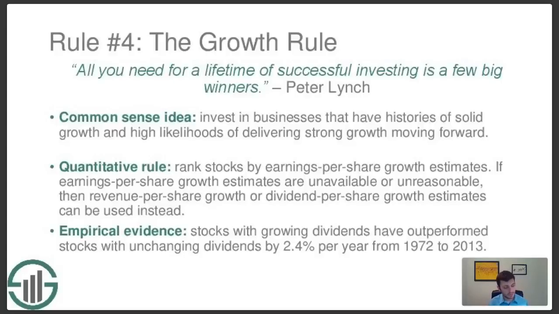So you might have heard me earlier talk a little bit about how high growth stocks tend to have high price earnings ratios. If they don't, you want that growth. Growth is good. It just matters the price you pay for it. So here, we're looking for growth so long as we don't have to pay for it. Quantitative rule, rank stocks by earnings per share growth estimates. If earnings per share growth estimates are unavailable or unreasonable, which can happen for a variety of reasons, then revenue per share growth or dividend per share growth estimates can be used instead. So here we're just trying to find the best measure of actual growth.